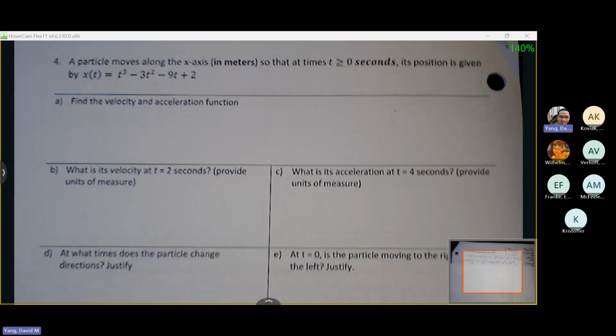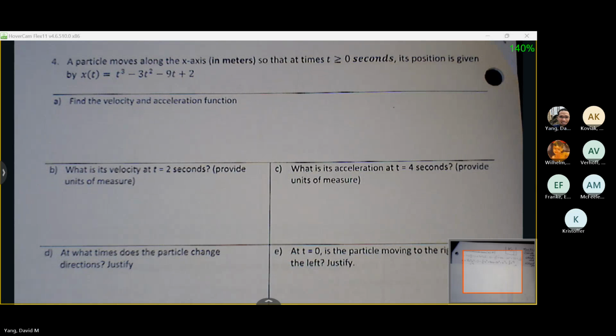Okay, back page whenever you're ready. Everybody good? First page.